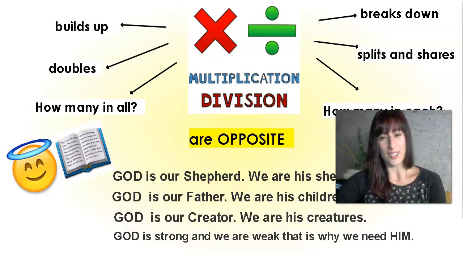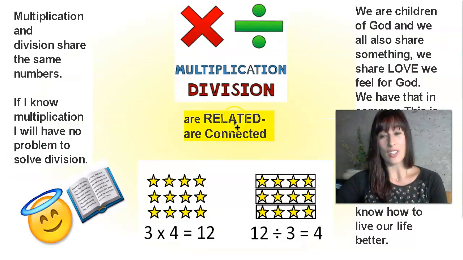And that's where we're going to learn that multiplication and division are also related. They are connected. Now, when you look at this picture, you can see that there's something that they have in common. They share numbers. See, 3 multiplied by 4 equals 12. 12 divided by 3 equals 4. So we can see that multiplication and division share the same numbers.